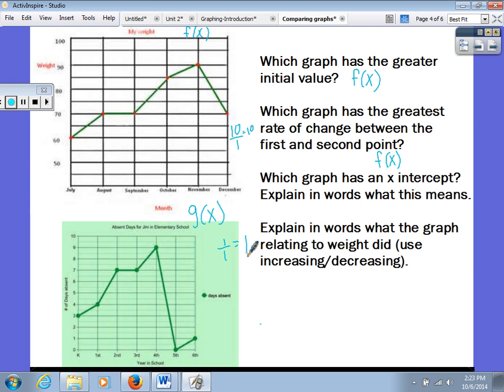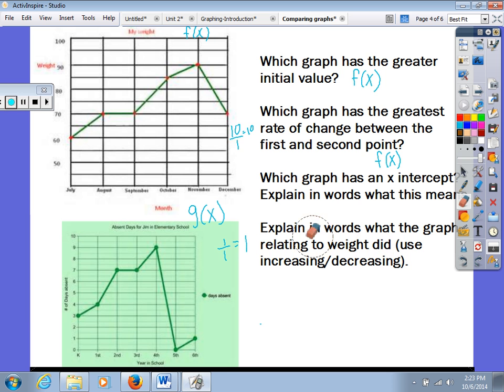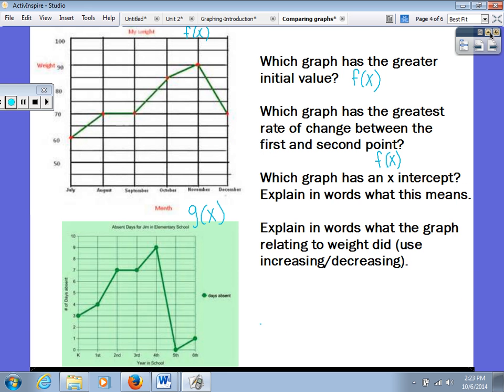Which one has an x-intercept? F or G? F or G? Why G? Very good, because there's a dot on the bottom. That's what they said. Your x-intercept is where it's on your x-axis. Does everybody see this point? Can you see this point from where you're sitting? Okay. This is the x-intercept. Now it says explain in words what it means. This is just review. How can I say what this point means on this graph?